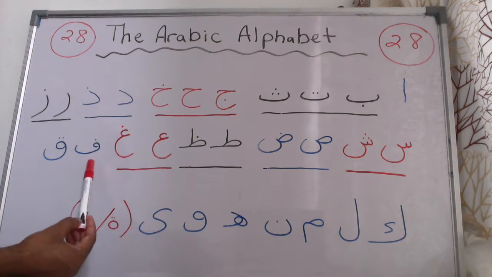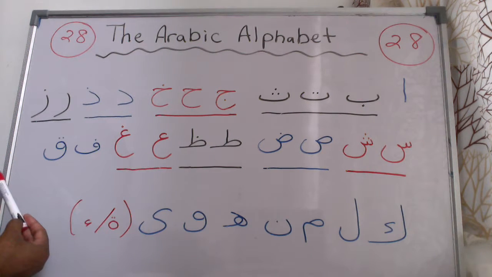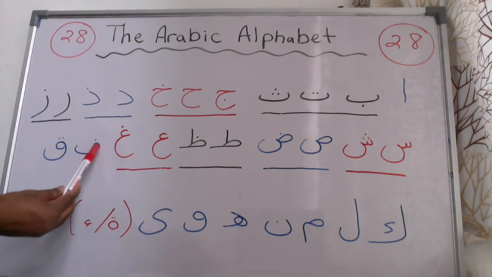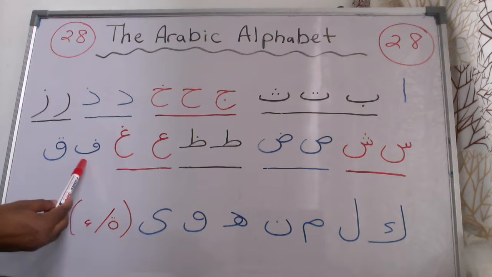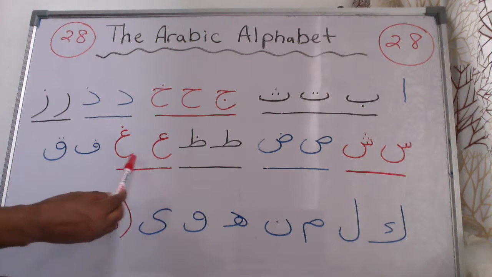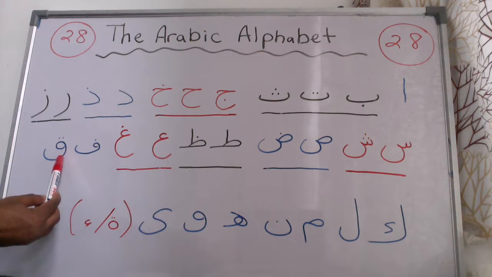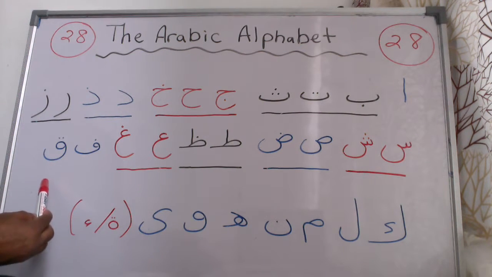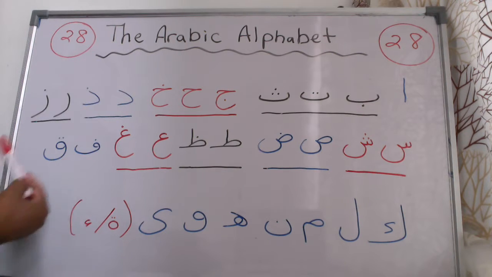Okay, these 2 here, fa and qaf, they're very similar just in the beginning. This little part right here, this little loop. But the actual tail of the fa comes more horizontally across, and the qaf loops down and around, and has more of an oval shape. So they're not actually identical in shape. Okay, so that's the reason why I put the groups here.